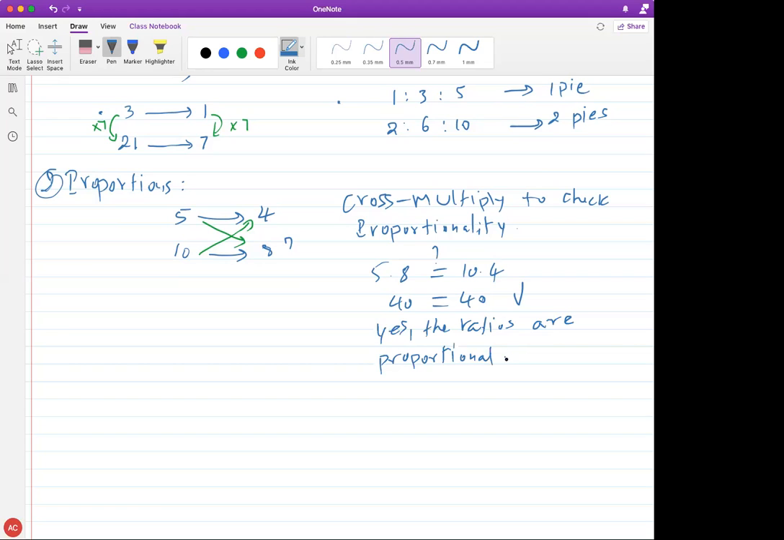Proportional or proportionate, they pretty much mean the same thing. Proportional or proportionate are the same word as far as I know. You can use them interchangeably.